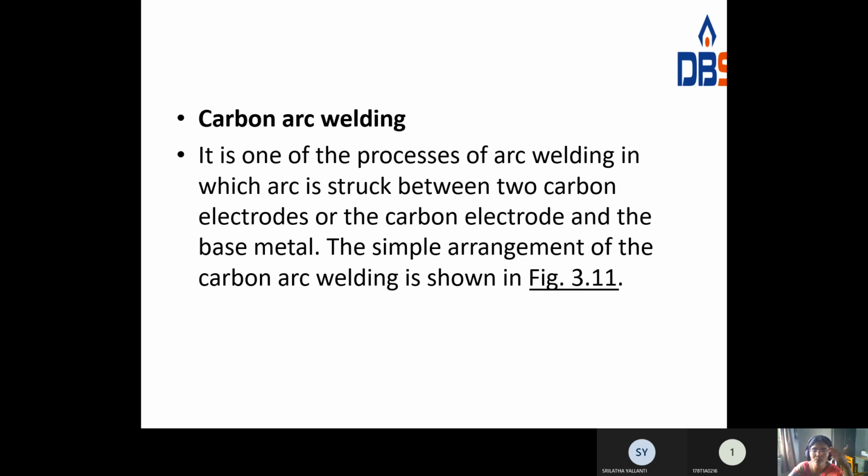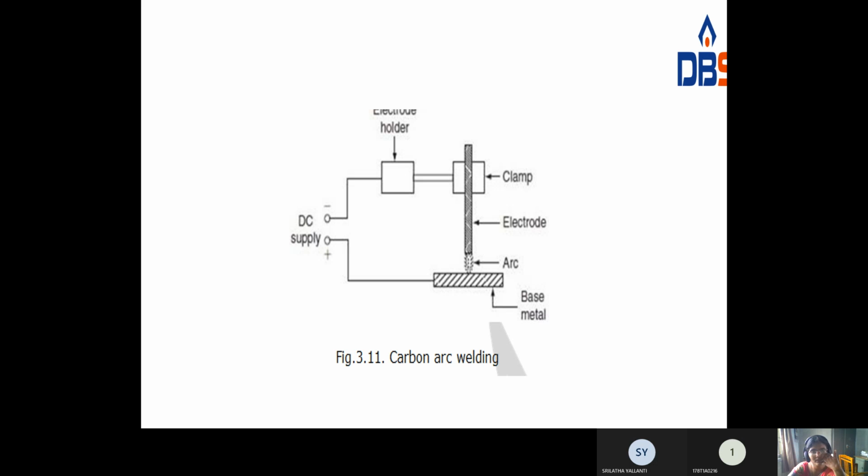Here you can see the simple arrangement of carbon arc welding. See here, this is the DC supply I have given. This is the electrode holder. Here is the base metal, the metal which is to be welded. Here this is an electrode. Through the clamp you have to fix this electrode. When you give the DC supply to this electrode and this base metal, the arc will be struck.